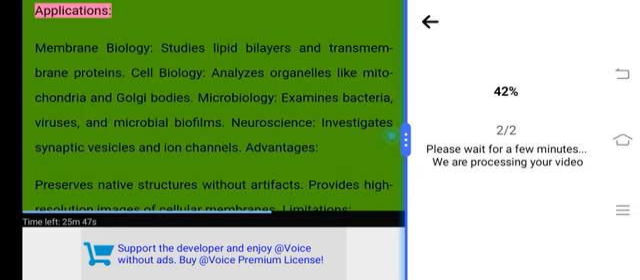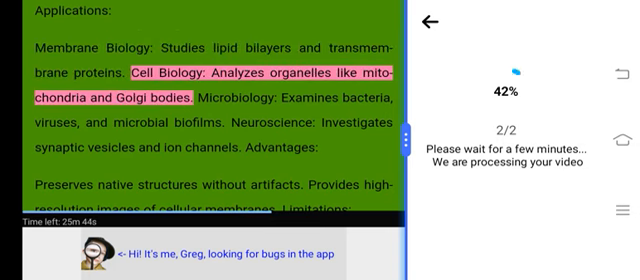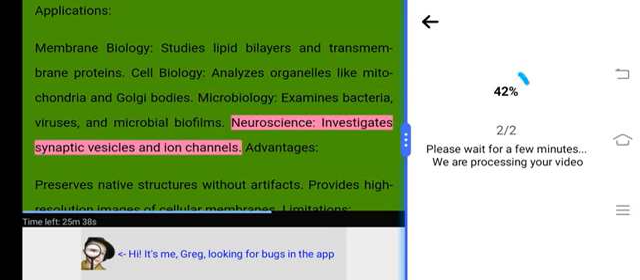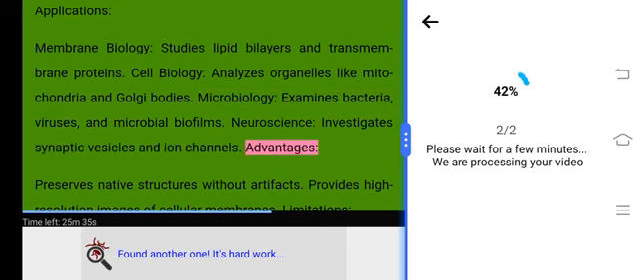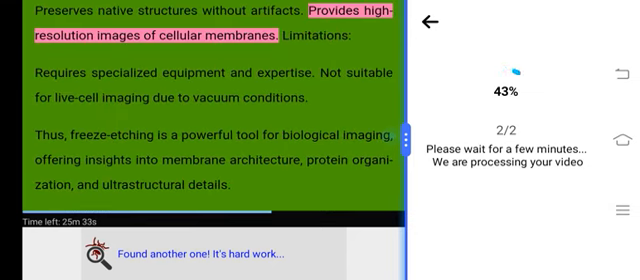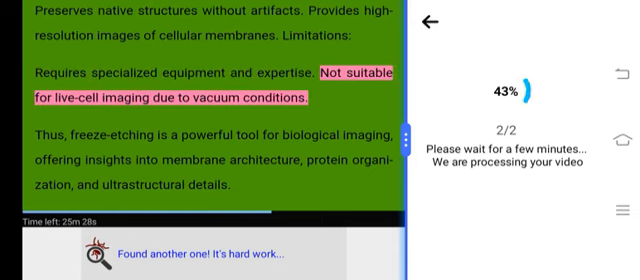Applications. Membrane biology. Studies lipid bilayers and transmembrane proteins. Cell biology. Analyzes organelles like mitochondria and Golgi bodies. Microbiology. Examines bacteria, viruses, and microbial biofilms. Neuroscience. Investigates synaptic vesicles and ion channels. Advantages. Preserves native structures without artifacts. Provides high-resolution images of cellular membranes. Limitations. Requires specialized equipment and expertise. Not suitable for live cell imaging due to vacuum conditions.